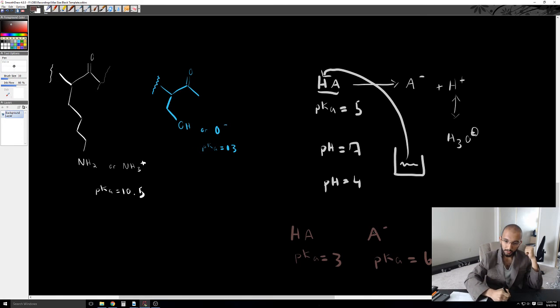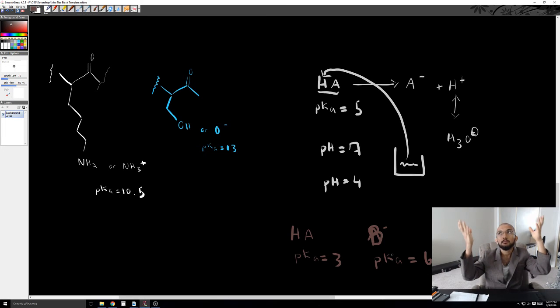Now let's make this a B so it's a bit clearer. It's not holding on to that hydrogen, so all you need is a pKa of 3.2, 3.3, and you'll rip the hydrogen off of HA and it'll become A-. So in this scenario where we have HA and B-, the pKa values are 3 and 6 respectively, that B- with a pKa of 6 is going to rip the hydrogen off of HA.